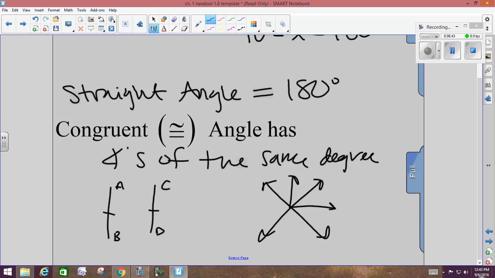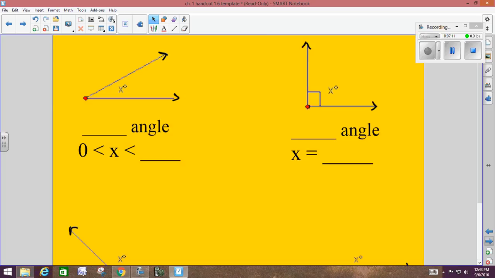We use curves. Those guys are congruent because they have 1 curve. Those 2 are congruent because they both have 2 curves. So the number of curves that line up with them marks your congruent angles. Sometimes, depending on what we're using, they put little hash marks within the curves. That still means they're congruent. You would just match up the hash marks then. Cool. Congruent angles have equal measure.